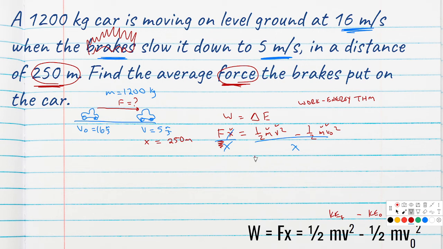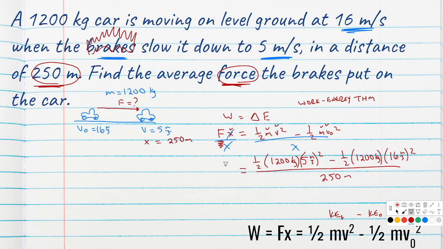Let's see what happens. I've got 1/2 times the mass. The final velocity, v, over here is 5 meters per second. That has to be squared because the formula says so. Okay, minus 1/2 times the mass, 1,200 kilograms, times the initial velocity was 16 meters per second. And that has to be squared, and I'm dividing the whole thing by the distance of 250 meters.